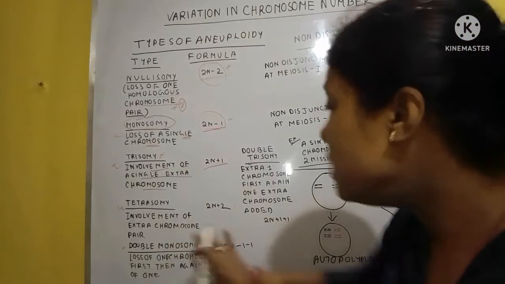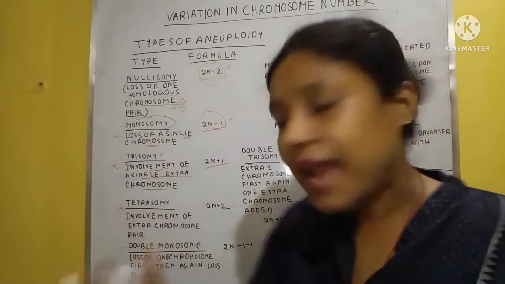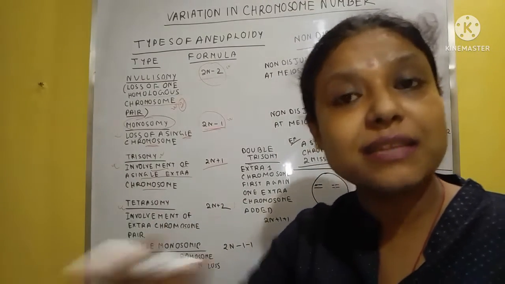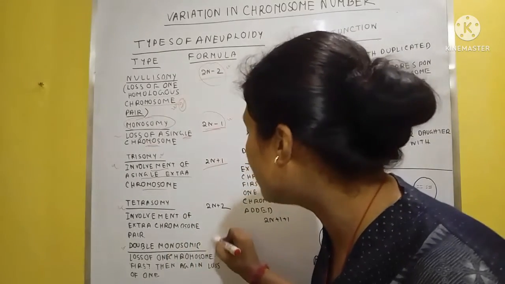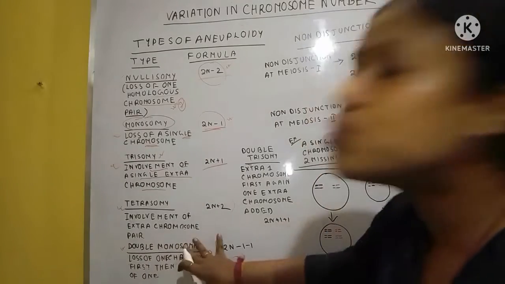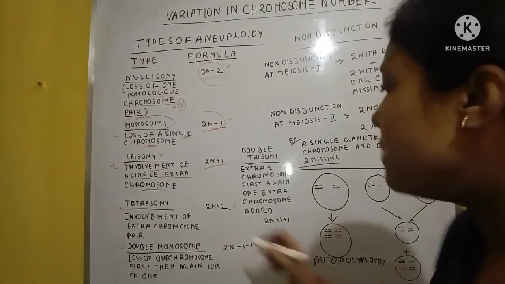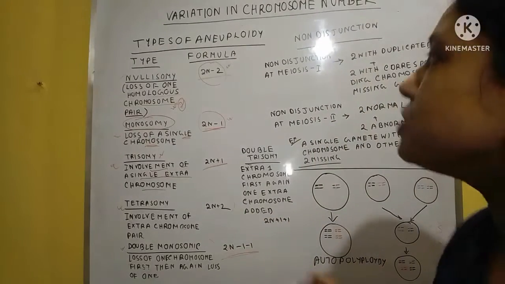What you see is that first of all one chromosome is missing, and after that one more chromosome is missing. Not simultaneously, the missing of two chromosomes does not occur. So this is called double monosomy, and the cell is called the double monosomic cell. And what is the formula? The formula is 2n minus 1 minus 1.